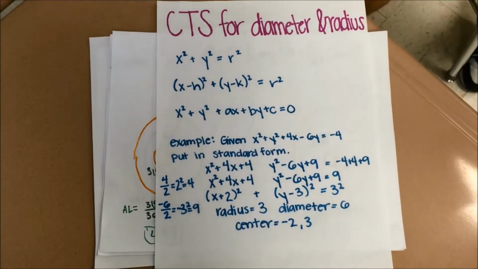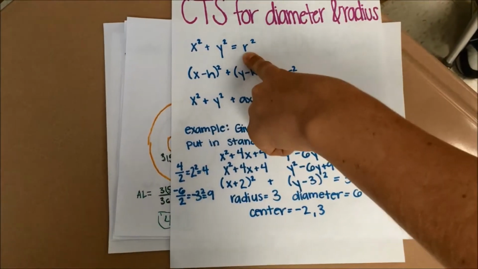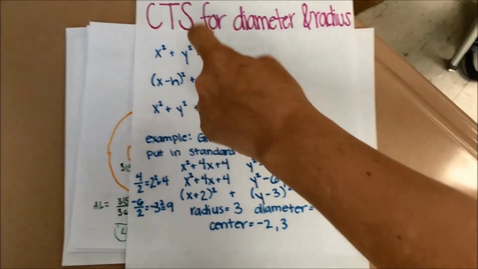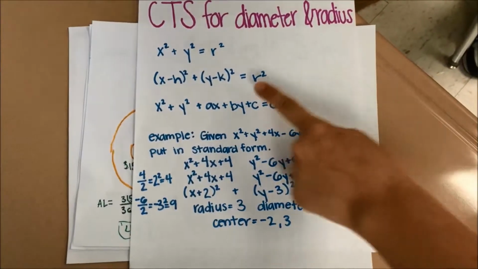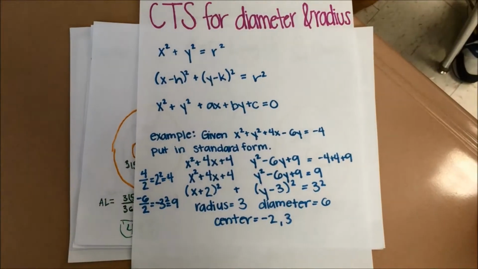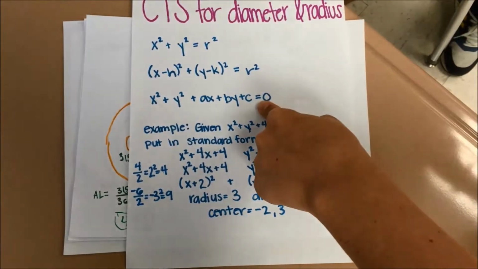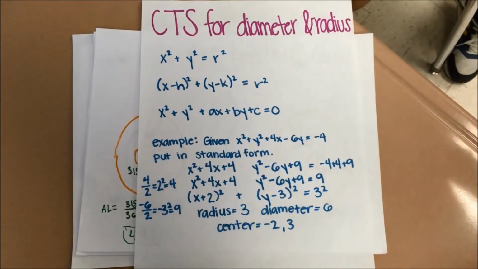Complete the square to find diameter and radius. The first equation is the equation of a circle when centered at the origin. The second formula is the standard form of the circle centered at (h, k). And the third equation is the expanded form of the circle equation.